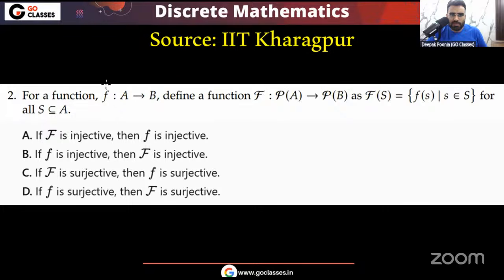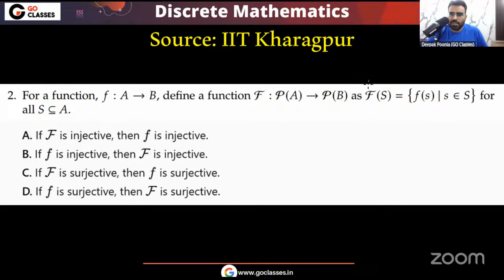For a function small f from set A to set B, define a function capital F from power set of A to power set of B as follows. You can see capital F of S. What is this S? Because this capital F is a function from power set of A to power set of B, this S is an element of power set of A. Element of power set of A means this S is a subset of A.